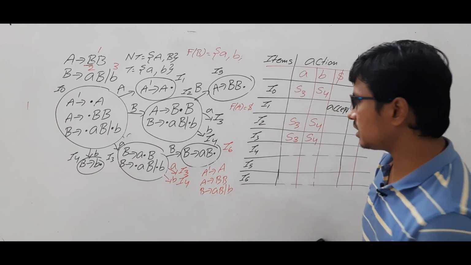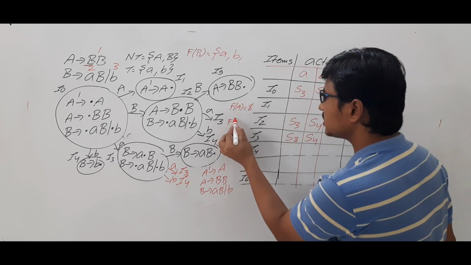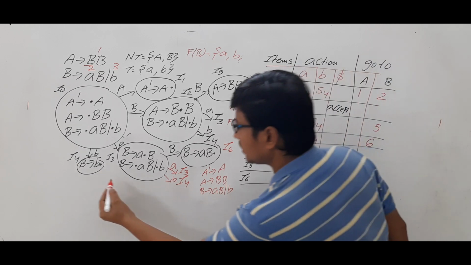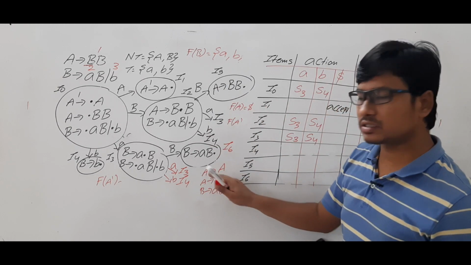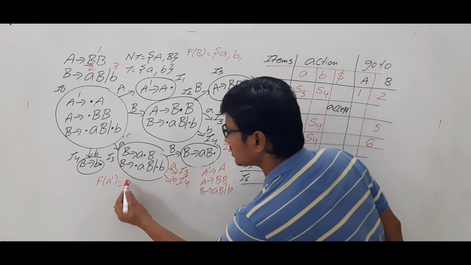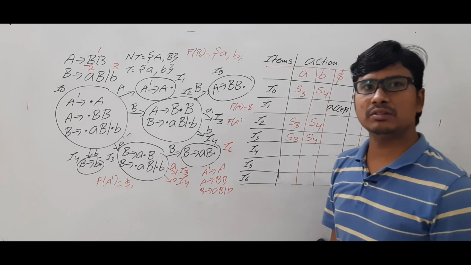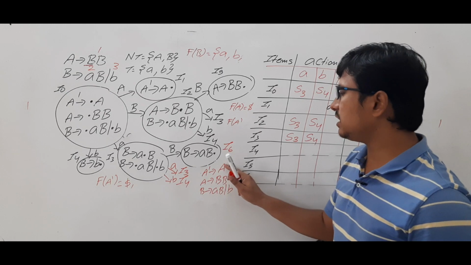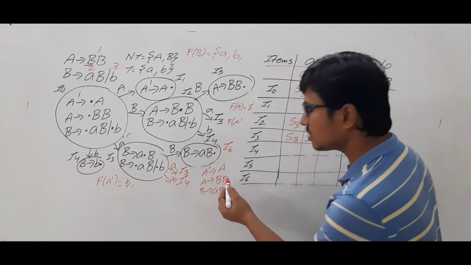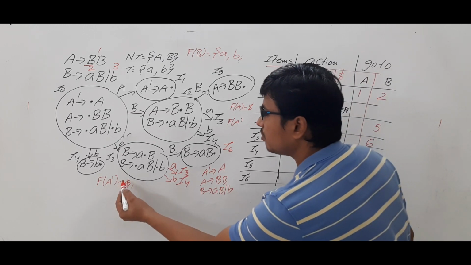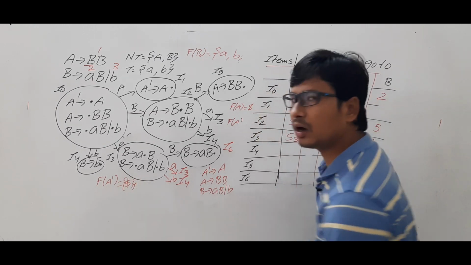Now tell me one thing. Follow of A dash is what? Let me write here. Follow of A dash is what? As A dash is a start symbol, follow of A dash will consist of dollar. Will you agree with me or not? And then look at A dash. Anywhere is it there in the right hand side or not? It is not there in the right hand side. Follow of A dash is only dollar.